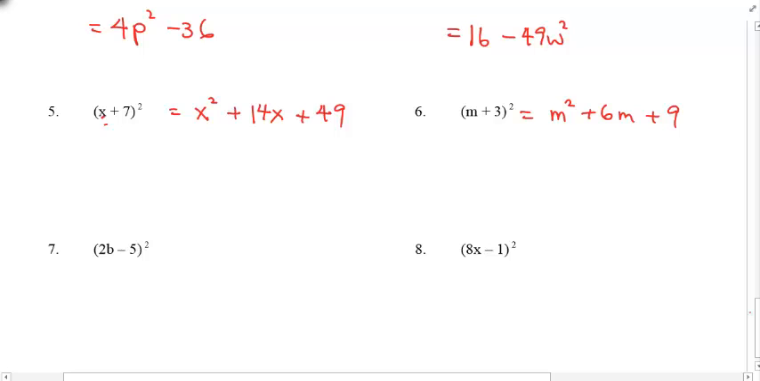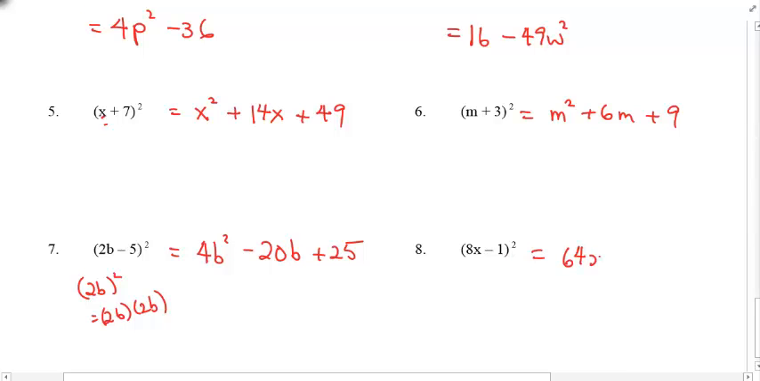Perfect square again. 2b all squared is 4b squared. Remember, 2b squared, that's 2b times 2b. So that's 4b squared. 2ab, so 2 times 2b times negative 5, that I think is negative 20b, plus 25. And once again, if you don't like using those formulas, then that's okay. Just multiply it out, do it the long way, you'll get the same answer. Done. Make the corrections if you need to.